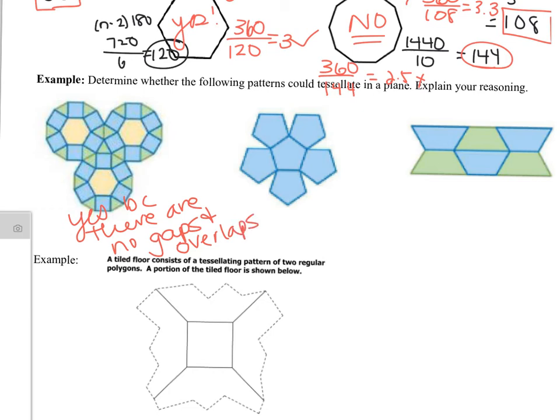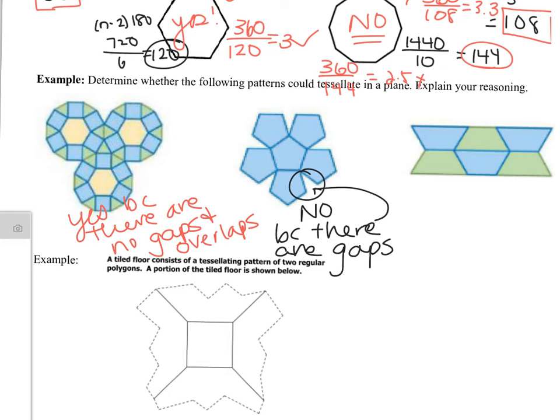If I look at this next one, does that one look like a tessellation? No, because there are gaps. If you look right there, there's a gap which I'm not going to be able to fill with a regular polygon. If I look at the last one, yes, for the same reason, no gaps or overlaps.